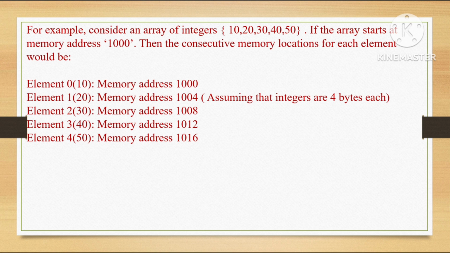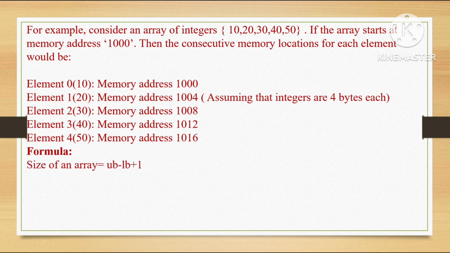As you can see, we assume the memory size of each integer as 4 bytes. So each element will be stored 4 bytes after the previous element, like element 0 is stored in memory address 1000, element 1 is stored in memory address 1004, element 2 is stored in memory address 1008 and so on.